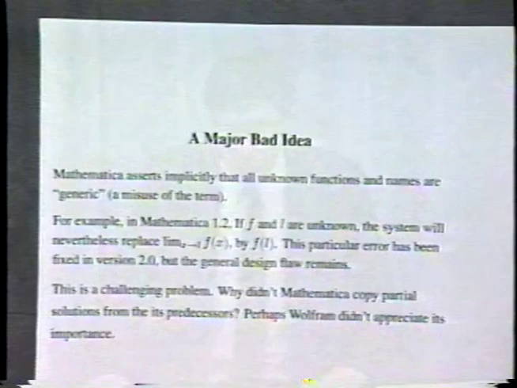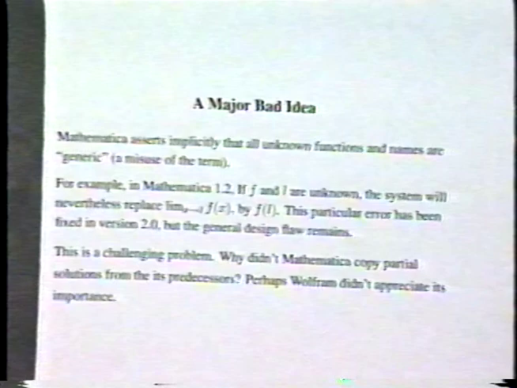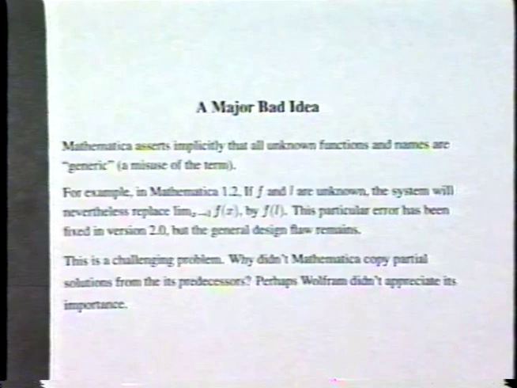All right, let's get on to some specific problems. Now, I think the major problem that permeates Mathematica and is difficult to get around is that Mathematica asserts implicitly that all unknown functions and all unknown names of symbols are somehow generic. This term actually has a very specific meaning in computer science, but it's not exactly what Mathematica means by it.